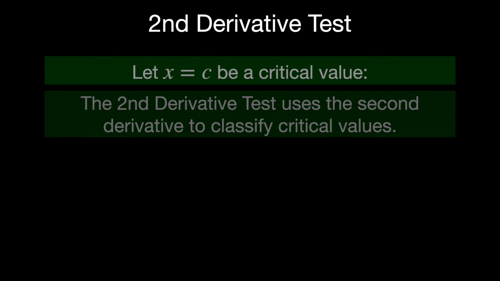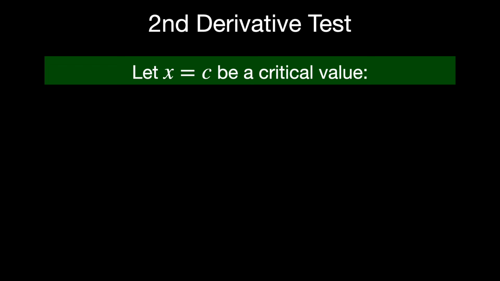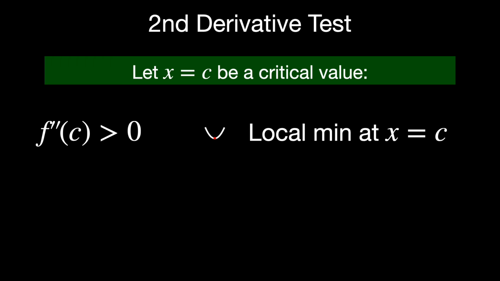The way the test works is that if we let x equals c be a critical value, then if we plug c into the second derivative and that's greater than 0, notice that that would be a place where the function would be concave up, and the red dot would be a local minimum at that critical value c. So where the second derivative is greater than 0 for a critical value, then we know that we have a local minimum at x equals c.